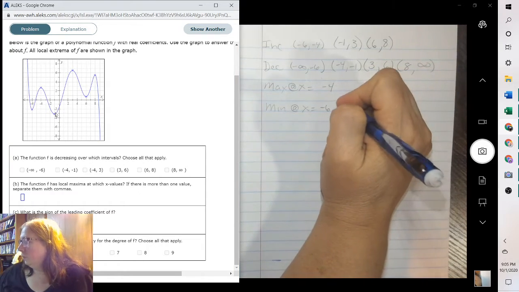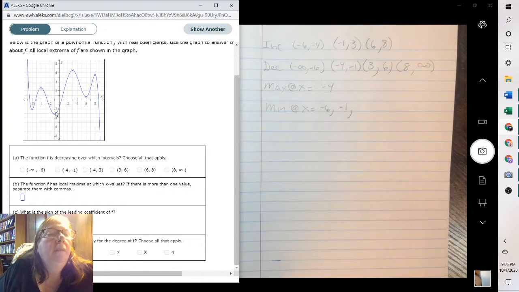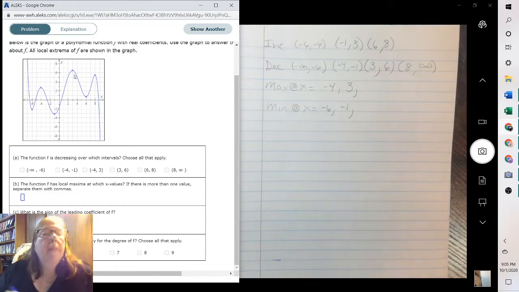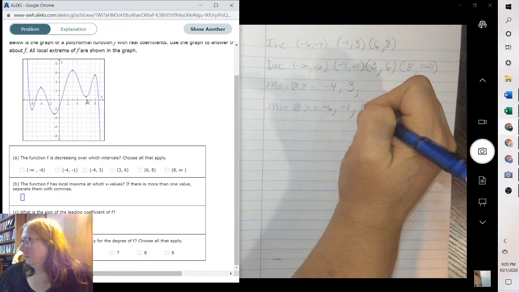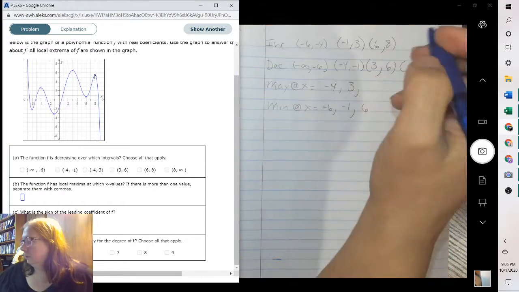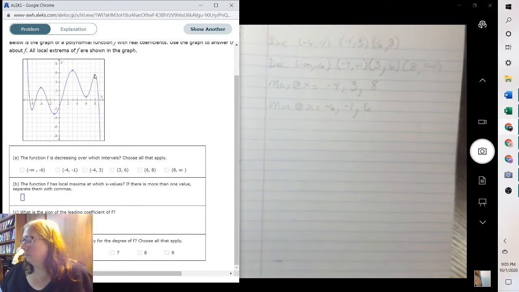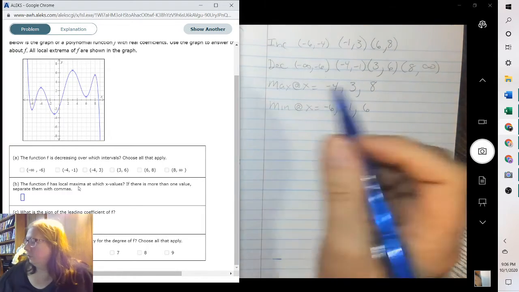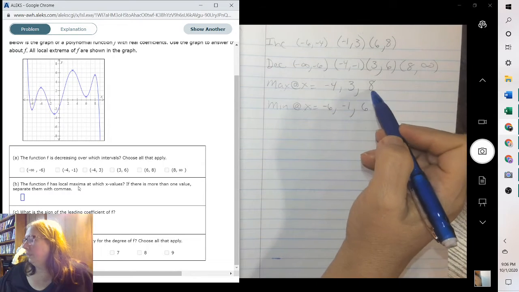And make sure you're always using the x values. And then we go up until we hit here. So there's a max at 3. A min at 6. And a max at 8. They wanted the maximums, so at negative 4, 3, and 8.